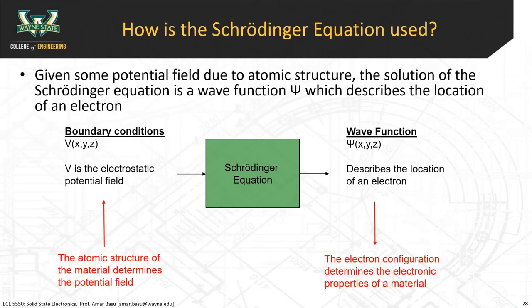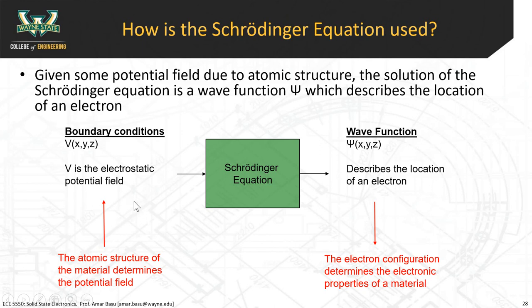So where does the potential field come from? It's what David mentioned earlier. Let's say you have an atom. An atom has a nucleus. A nucleus has a positive charge associated with it, so it has an electric field associated with it. And it has an electrostatic potential field, a V. So the fact that you have that nucleus gives you the V.